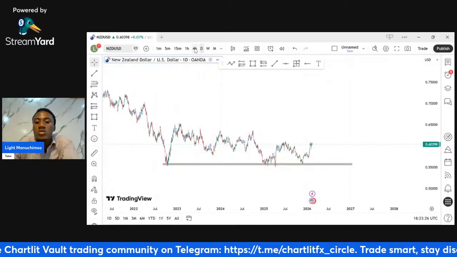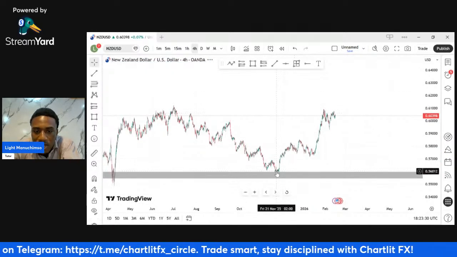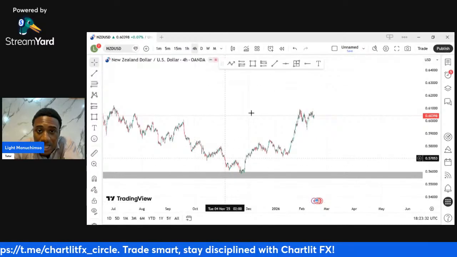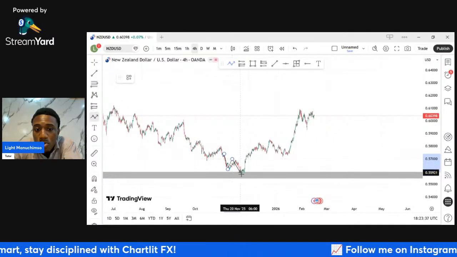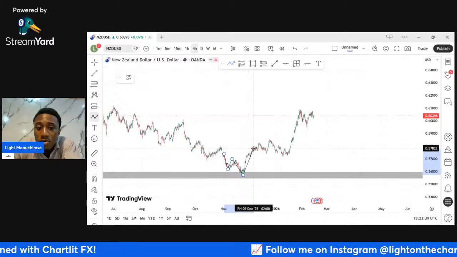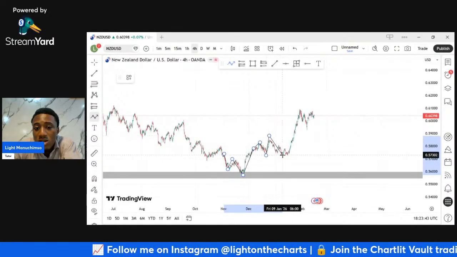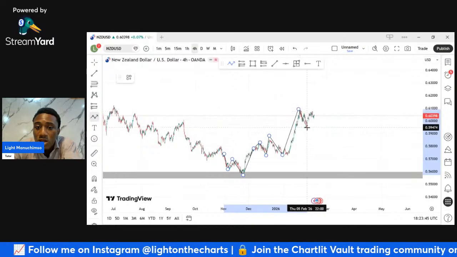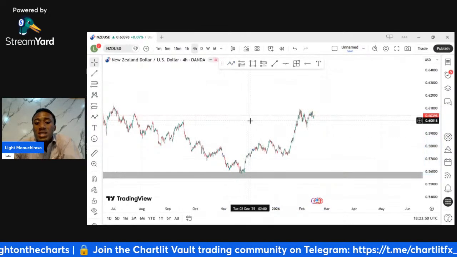What do you do? Go down to the 4-hour time frame. You can see the moment price came here, it gave us a double pattern on the daily time frame. You see, double pattern, pushed up. They're giving us higher highs, higher lows, higher highs, higher lows, and continuing to give us higher highs.